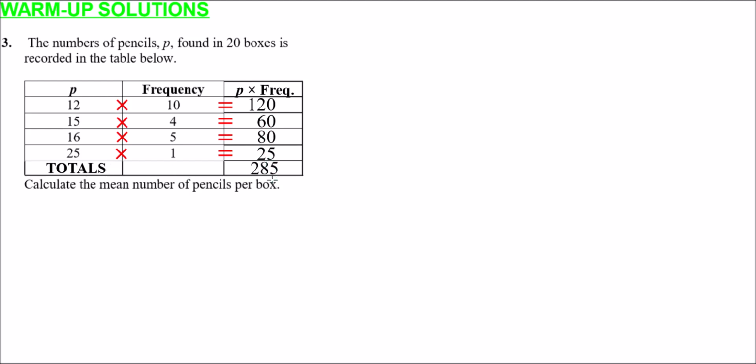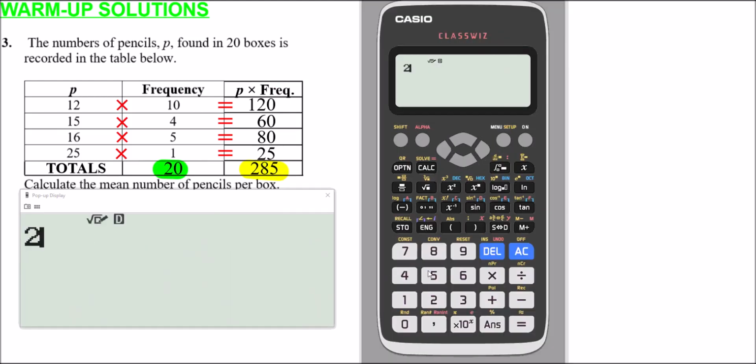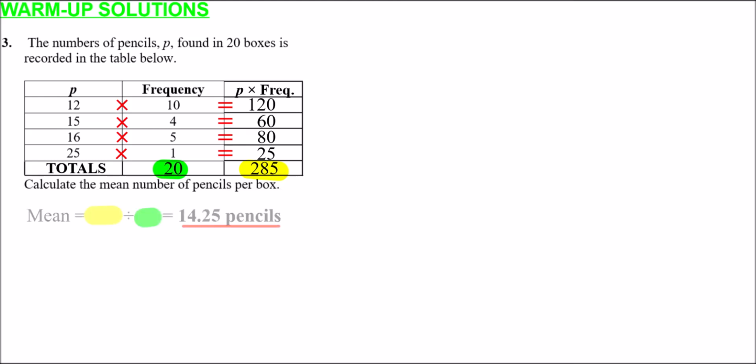That's 285, and the total frequency is 20, but just check the question, it does tell you there as well. So you could have saved yourself a job by reading it. If not, just add these all up, get a total of 20. Now the mean is calculated by taking the total of this column, 285, and dividing by the total frequency. So we just do 285 divided by 20, press equals, S-D, 14.25. So the mean number of pencils per box is 14.25.